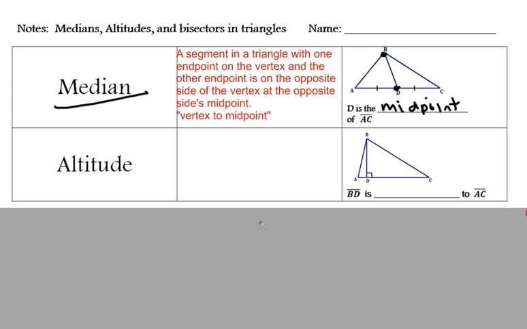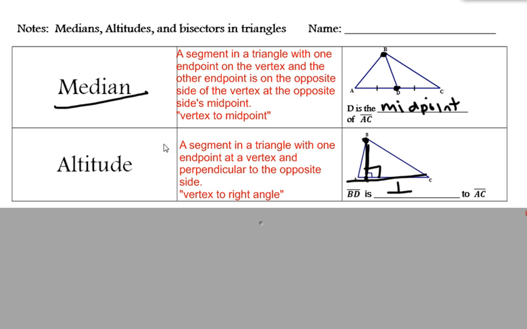The next word is altitude. An altitude of a triangle starts at a triangle's vertex and connects to the opposite side at a right angle. So BD here is going to be perpendicular to AC. Okay, so the formal definition is a segment in a triangle with one endpoint at the vertex and it's perpendicular to the opposite side. So think vertex to the right angle.